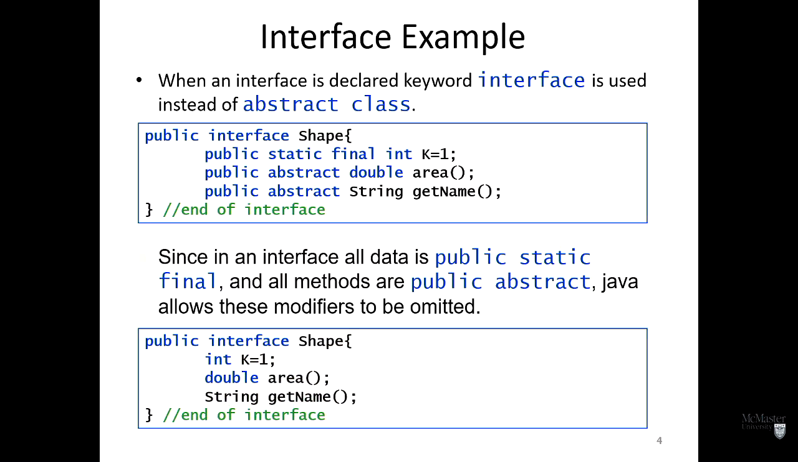So given that this is a rule, which means all members, if they are variables, then they have to be final and static, or if they are methods, then they have to be abstract, then you are free to remove the specifiers here, because it's known by default. Once you define something as an interface, you can just say int k equals 1, and the compiler knows that k is a public static final integer, right?